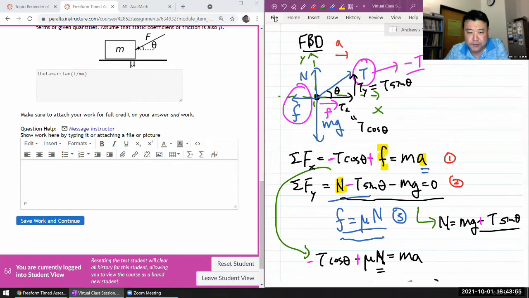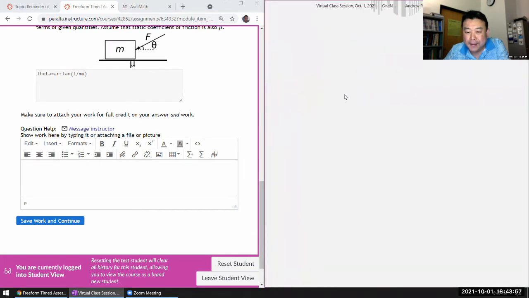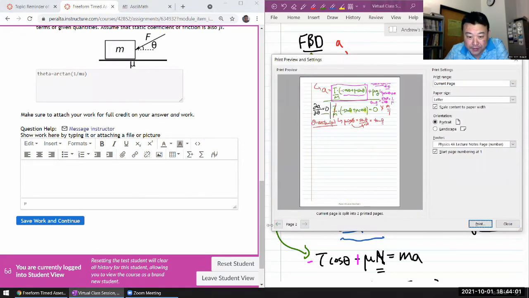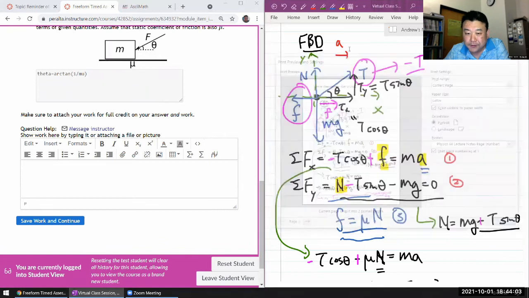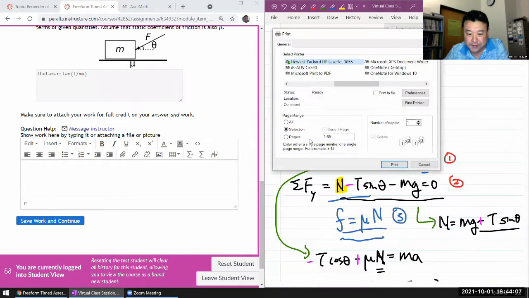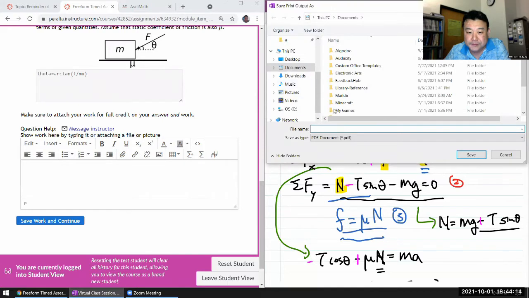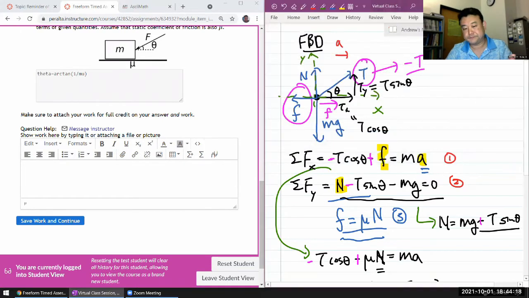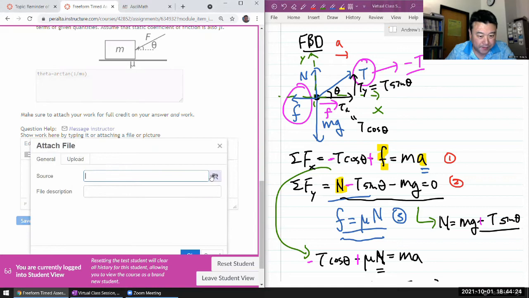I have to print preview first. I don't know what it's gonna print. Okay, that actually looks okay. So, I got scared by the other thing that said something about the number of pages. All right, so print to PDF. So, work. Not the best name, but I think I can attach the file here.